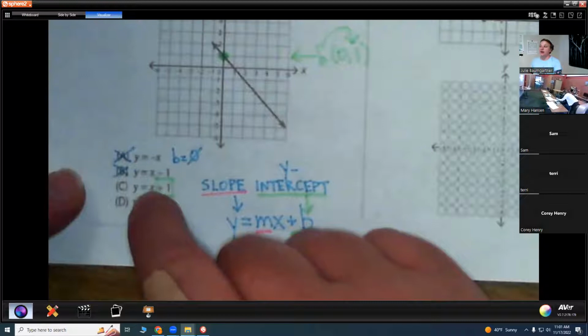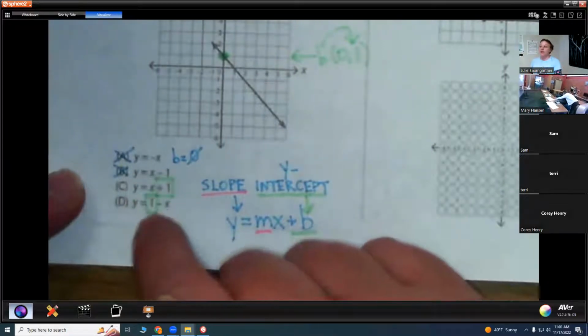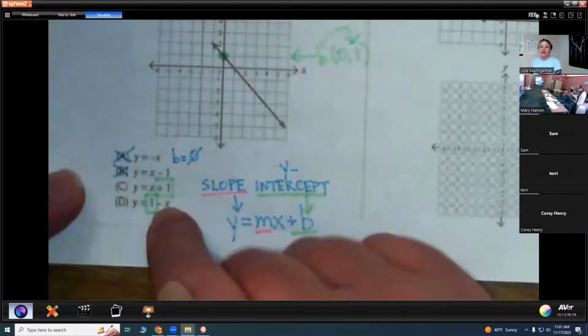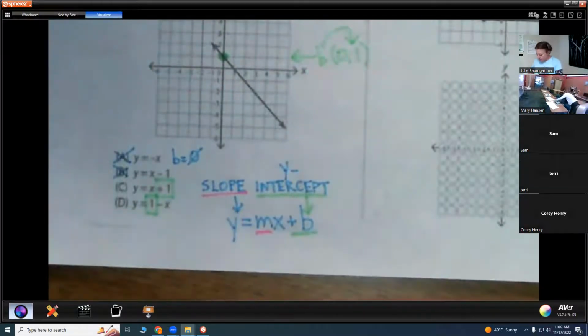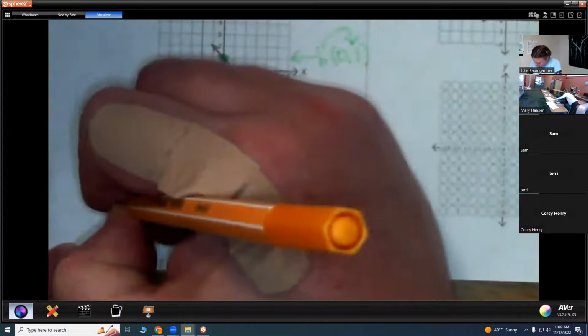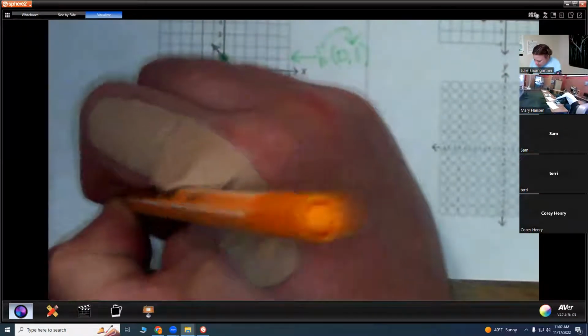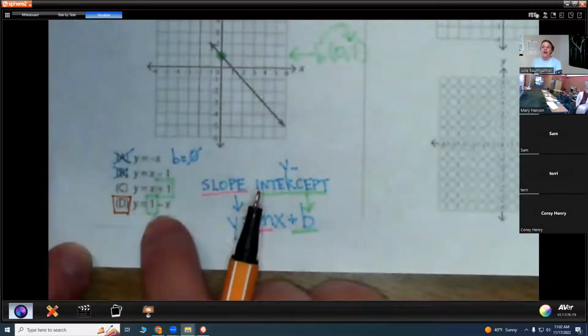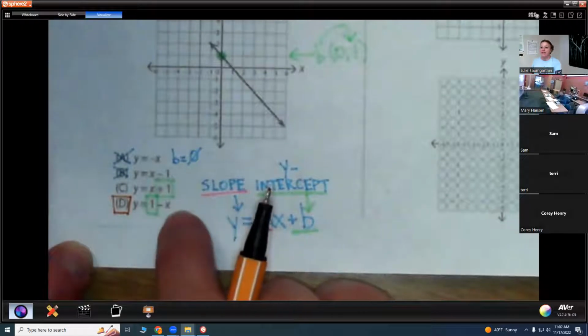So then I could also eliminate all of the positive x's, right, because I know that my slope is negative. So yes, D is the answer. And like I said, it's a little annoying, right, because it switches the B and the MX.